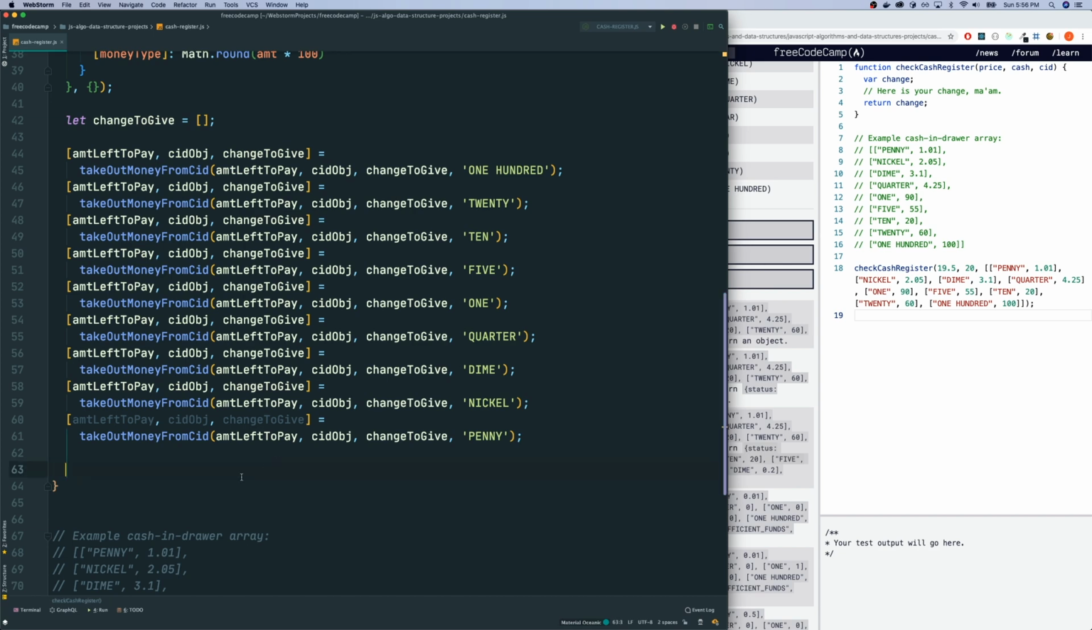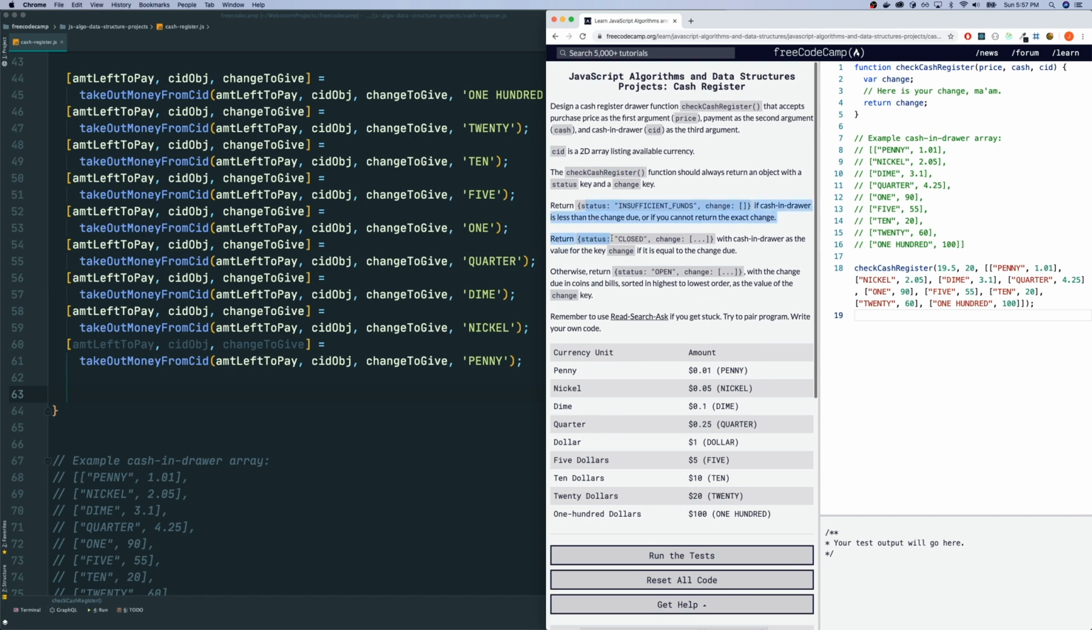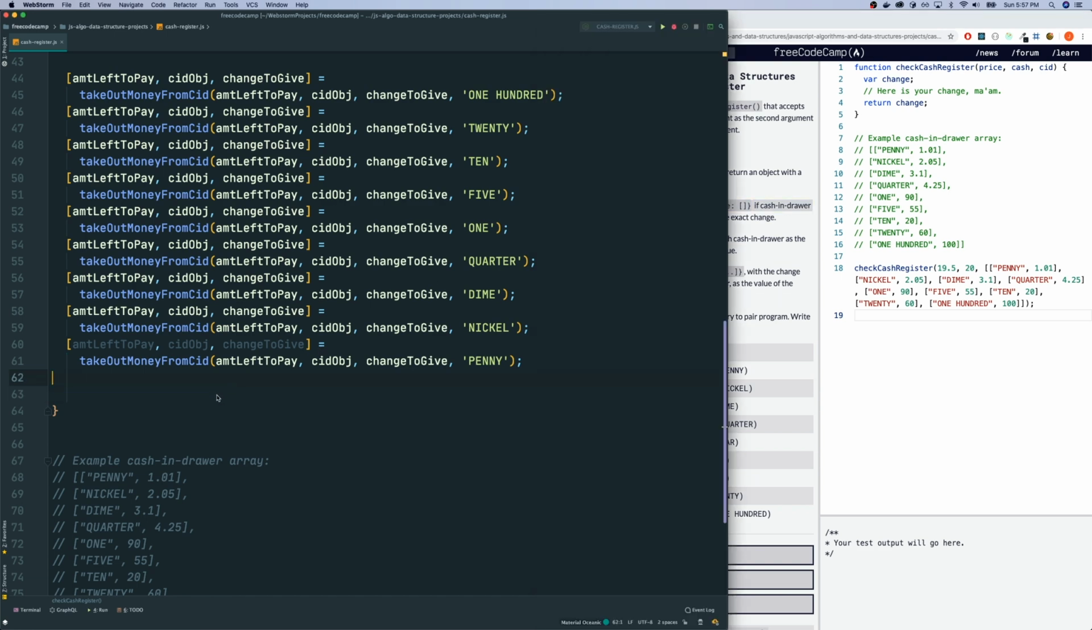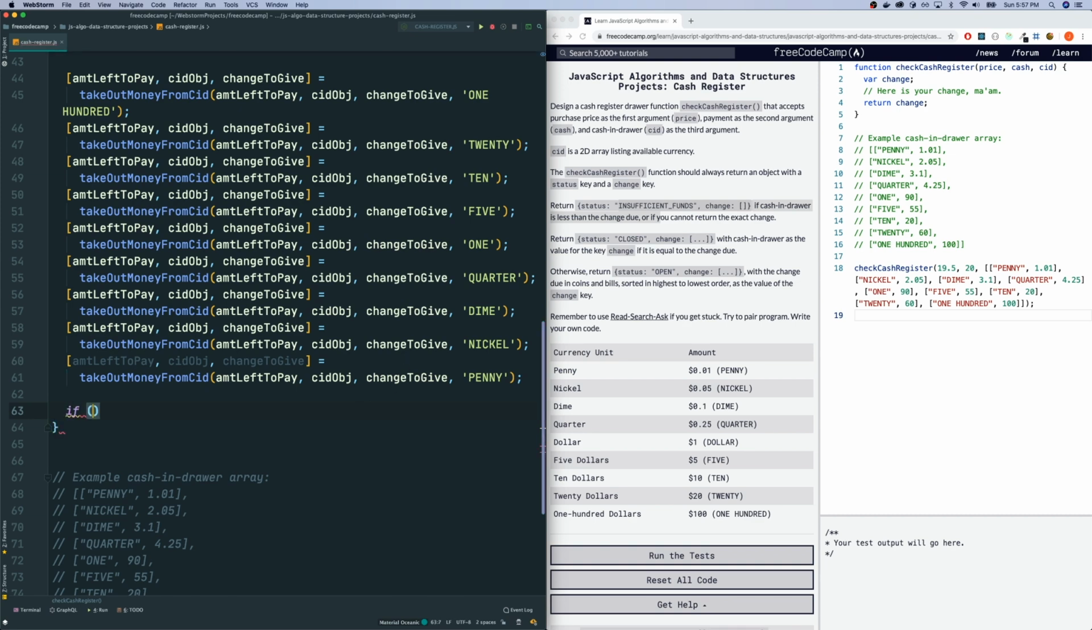And now let's take care of our three conditions that we have. We could either have insufficient funds, closed, if we use all of our money, or open. Let's take care of the easiest one first, insufficient funds. We will have insufficient funds if the amount left to pay is greater than 0. So if amount left to pay is greater than 0, then we have insufficient funds. That means we didn't take out all the money from our cash register.